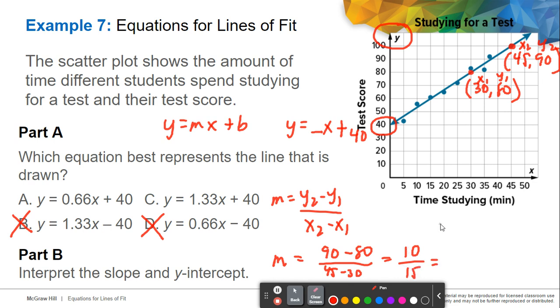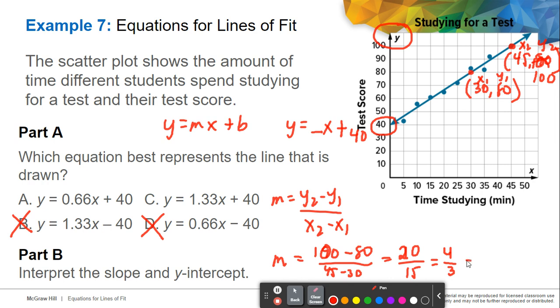So 10 over 15. Oh, sorry, it's (45, 100). That's why. Let me correct that one. This one should be 100. Okay, 100 minus 80 is 20 over 15. I'm so sorry, I made a mistake, this is 100. So 20 over 15, that is actually 4 over 3.